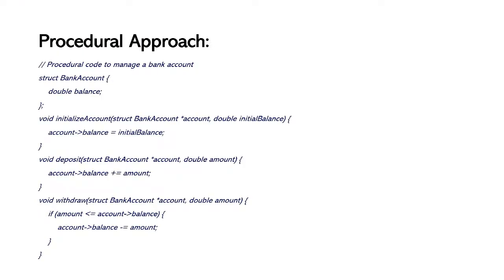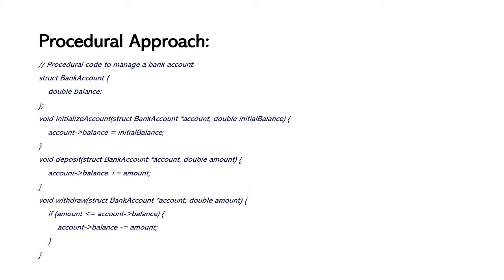So just giving an example for a procedural approach. Here, say we define a struct bank account, and we have given a double balance. When we are initializing the different things, I have just taken an example of a bank transaction where first we initialize our account, we deposit the amount and we withdraw it. So that is how it is there, right?